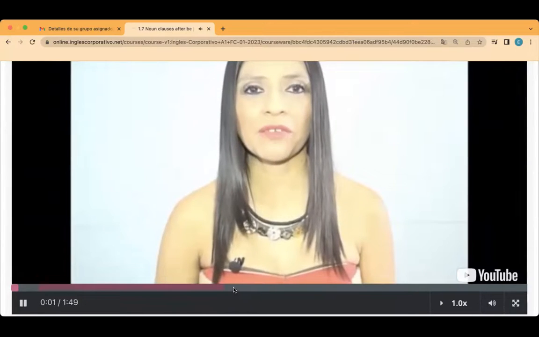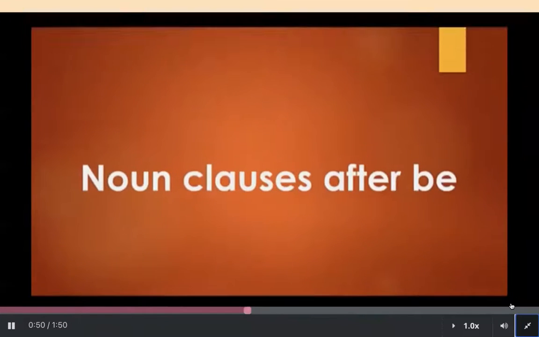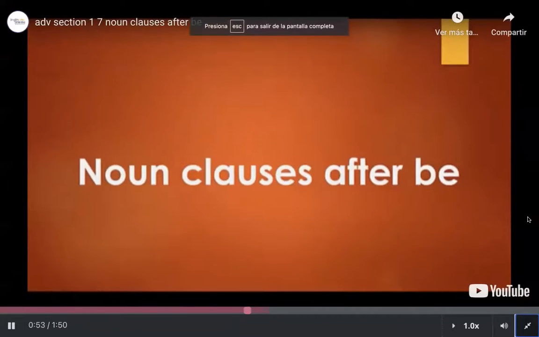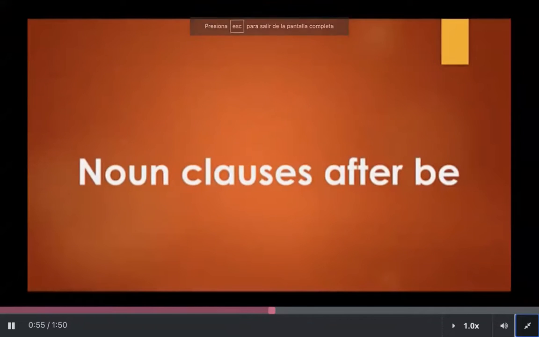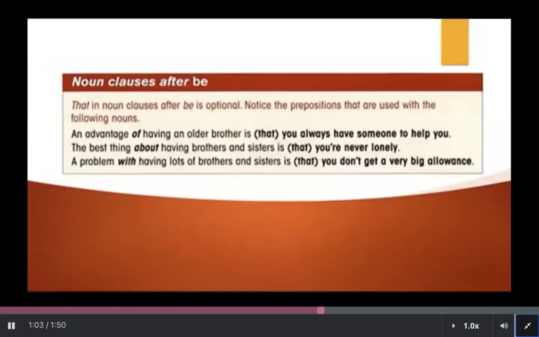Hi, please read the following. There is only one bathroom. Noun clauses after be. Remember, a noun clause is a group of words that function together as a noun. It can be the subject of a sentence or the object of a verb. We want you to pay attention to the word that signals the beginning of a noun clause. That in noun clauses after be is optional. Also notice the prepositions that are used with the following nouns.